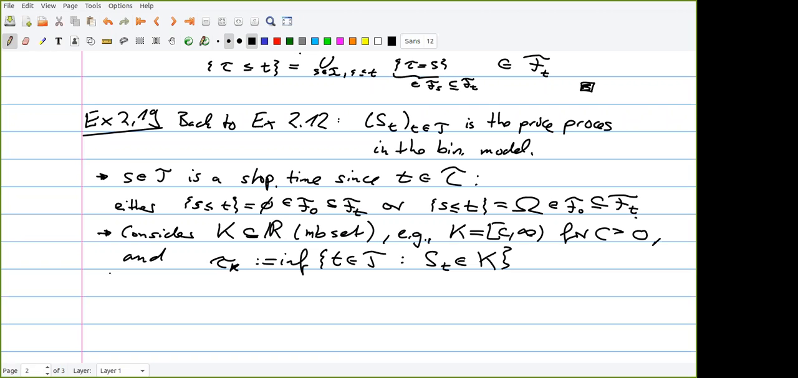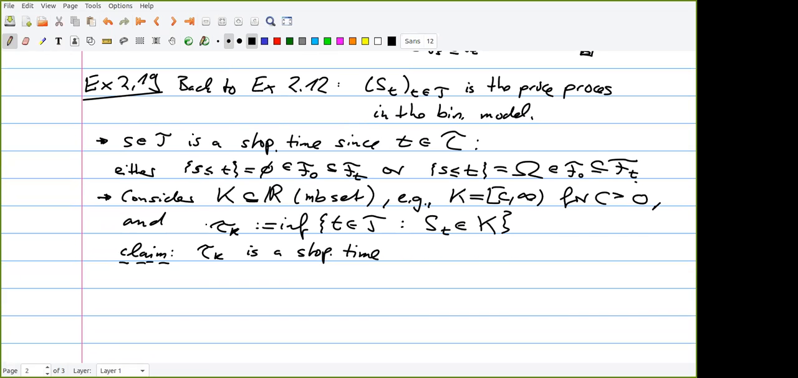And now the claim is tau_K is a stopping time. Intuitively, this makes sense, right? We can decide at time t whether the price process is above K, and we know that it has never been above c in the past. Indeed.